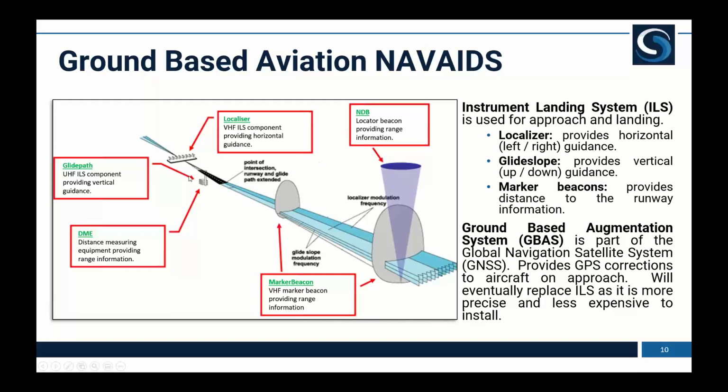You have the glide slope or glide path, which provides vertical, or up and down, guidance, and marker beacons that provide distance information to the runway. So you've got outer markers, middle markers, and inner markers. Outer markers are usually as much as 7 nautical miles away from the runway.